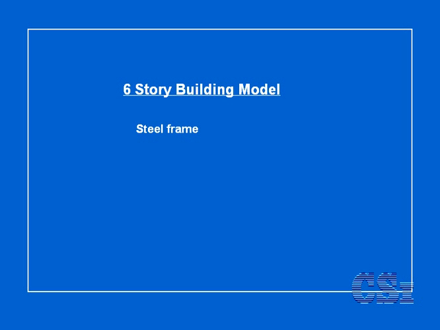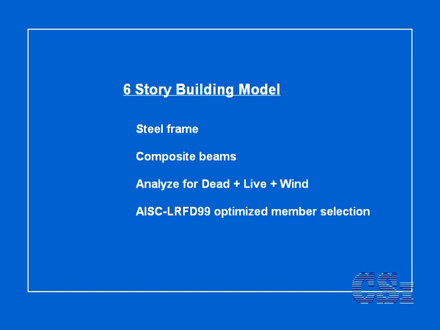Our 6-story building model will be steel framed, approximately 72 feet square in plan. It will have composite floor beams. It will be analyzed for dead, live, and wind loads. Members will be selected by the program based on least weight using the AISC LRFD 99 code. And finally, the data will be exported out in the CIS2 format.